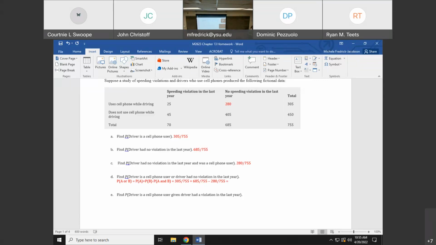305 plus 685 minus 280 gives 710 divided by 755. Or if you put the decimal, 0.94 or 94%. Any questions on that? So or is the one you need to be careful of.